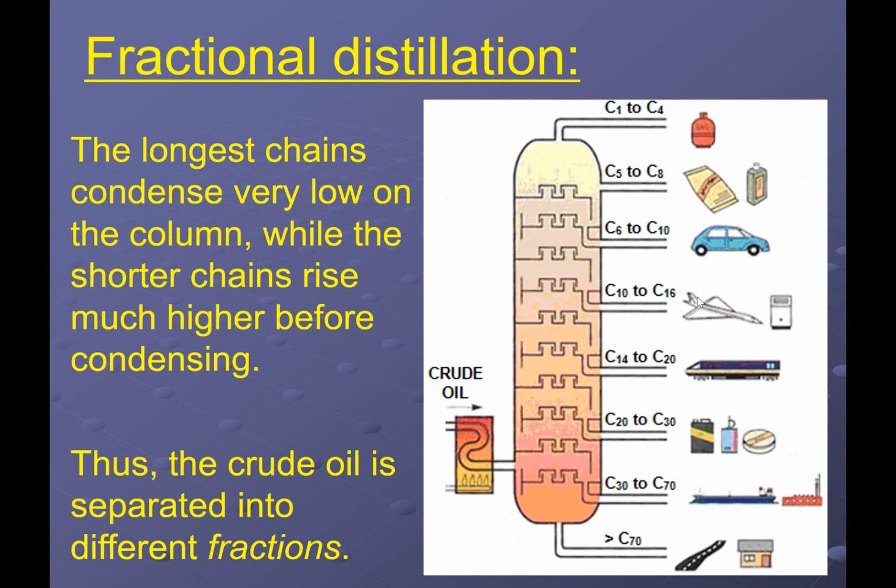We're going to see in the next couple of slides one main technique: if I can't utilize the heavier ones directly, I can run them through a process called cracking. Cracking involves taking a longer chain and breaking it up into smaller chains, or somehow taking these smaller chains, almost like an addition reaction, and forming them into more of those C5 to C10 that I actually want.